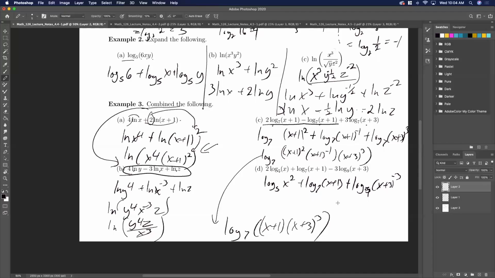So this is about as far as you can take it. Since these logs don't match, you can't do anything. So we're done here. Okay. So we are done here.